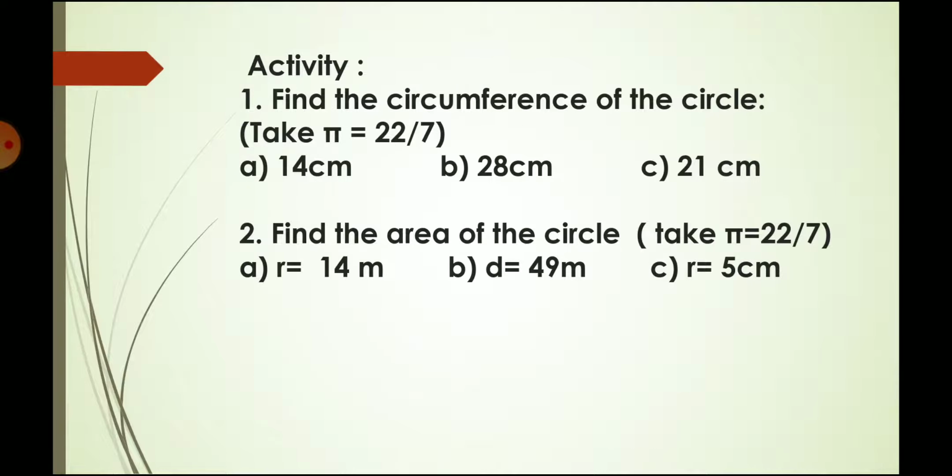See, this activity is to find the circumference of the circle. Take the pi value equal to 22 by 7. Using the formula, you can get the answer. And the second one is, find the area of a circle. Take pi equal to 22 by 7. Here, in one they gave a radius value, and in one they gave a diameter value. So be careful when doing the sums.